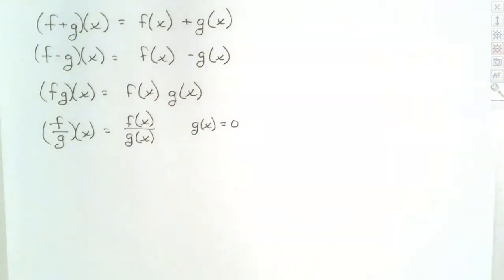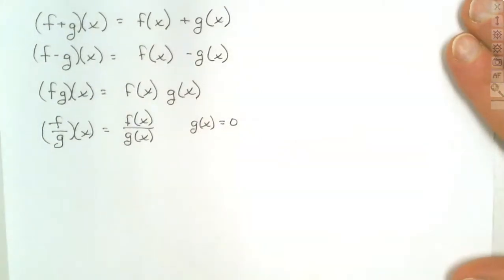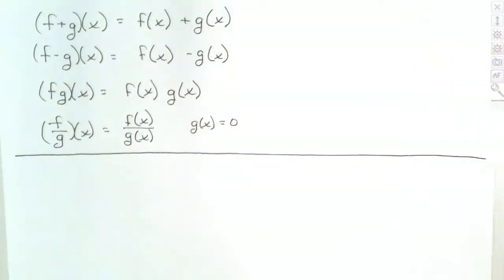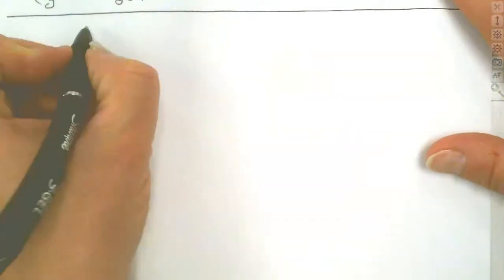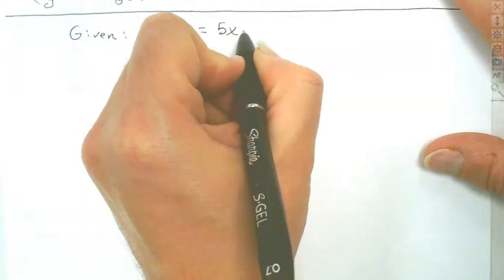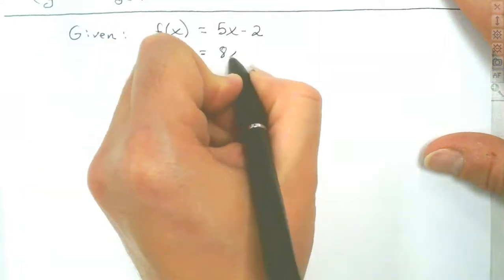Later on this evening, we're going to look at composition, which is an extra operation that applies only to functions. These are very, very simple to do. We're going to look at a couple of examples of each one. We'll do one with numbers and one with the variable. So I have to give you two functions, and then we're going to work with these two functions. Let's say you're given f of x equals 5x minus 2, and g of x equals 8x plus 1.